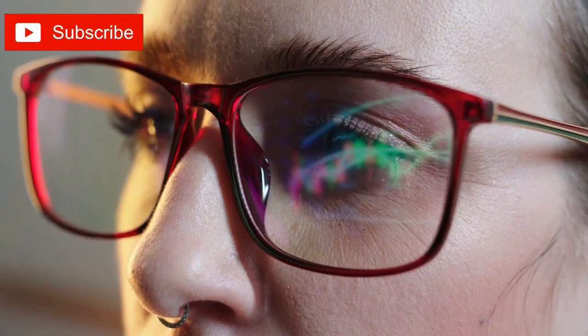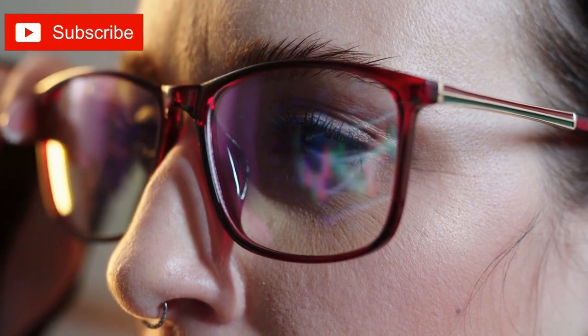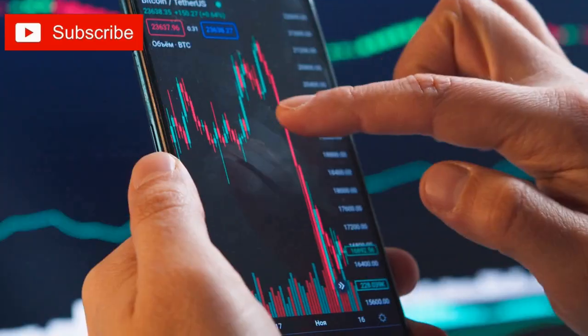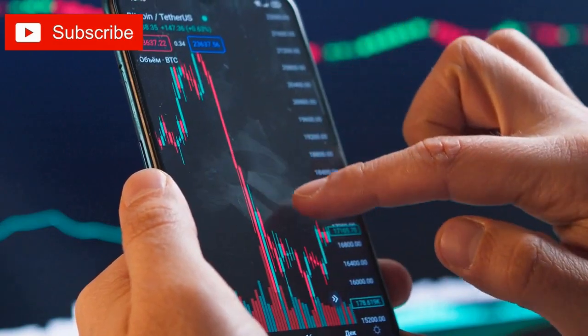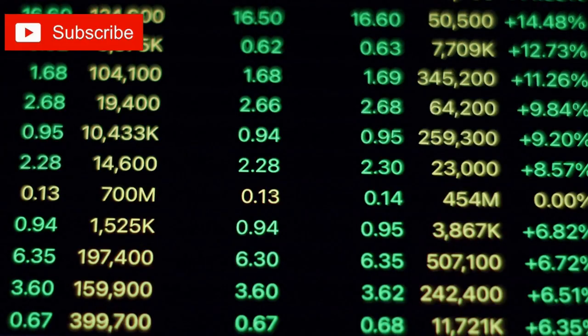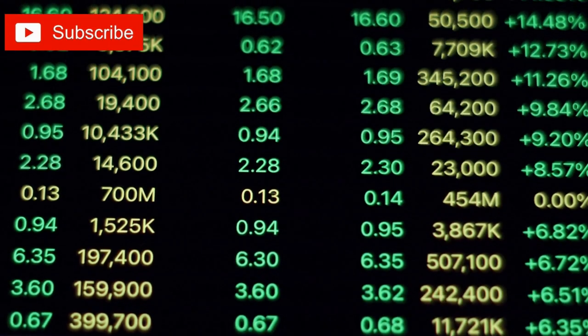In addition to monitoring individual stocks, it's also important to keep an eye on broader market trends and economic indicators. This will help you identify potential risks and opportunities that could impact your portfolio's growth. Stay informed about industry news, earnings reports, and macroeconomic factors that may influence the performance of your investments.